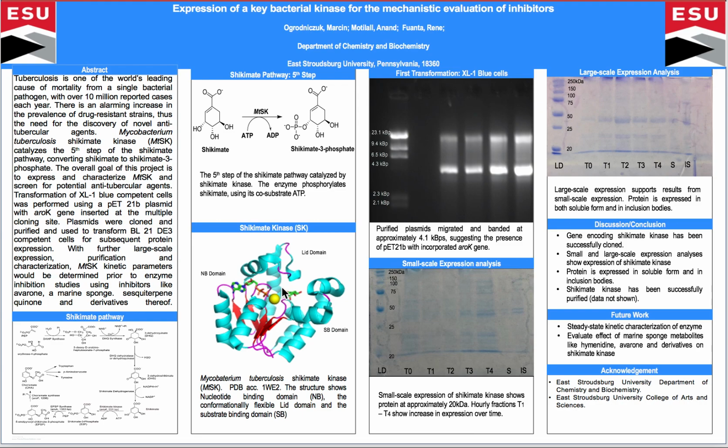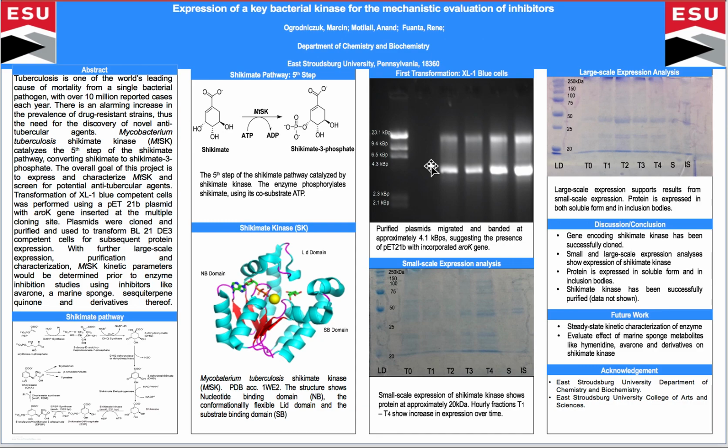Our initial methods entailed a series of bacterial transformations using XL1 Blue cells and DE3 Gold cells. These were transformed using pET-20b plasmids with an MtSK gene inserted into the multiple cloning site. Our first transformation was deemed successful as we began to see banding around 4100 base pairs, shown here. This is consistent with what we expected as it corresponds to the molecular weight of our pET-20b plasmid with an incorporated MtSK gene. This suggested that the XL1 Blue cells were successfully transformed with the pET-20b plasmid.